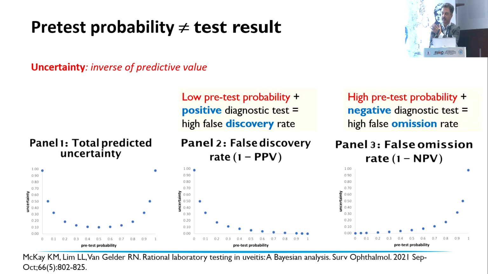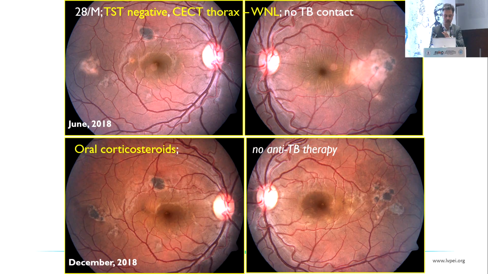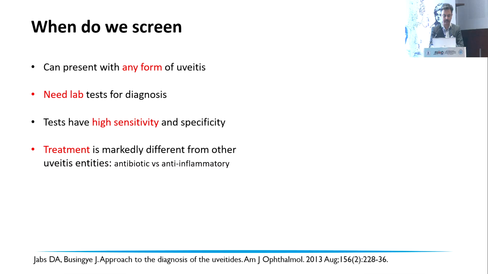You are expecting TB, but your TB tests are negative. You are expecting B27, but your toxo comes out to be positive, when you should not have tested those things, you did test and they turned out to be positive. You should be very careful about these. When the pre-test probability is either very low or very high, you should be careful about the tests. I'll not go through this case now, don't have the time.